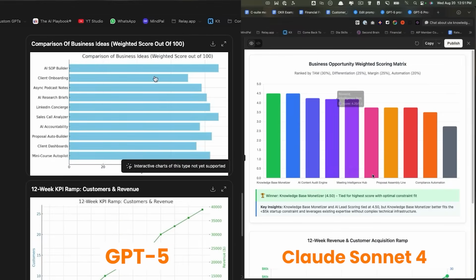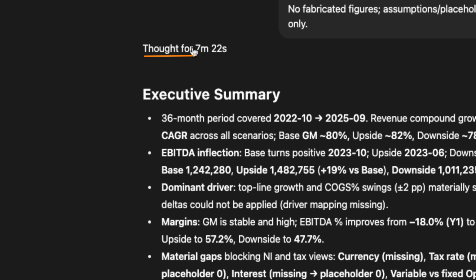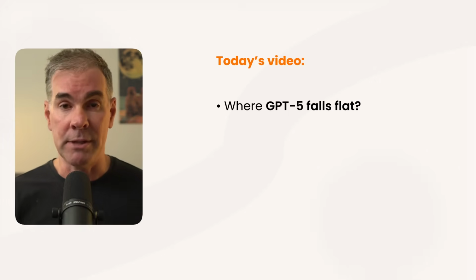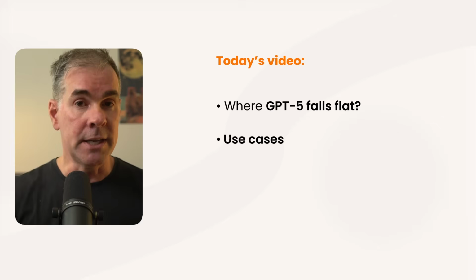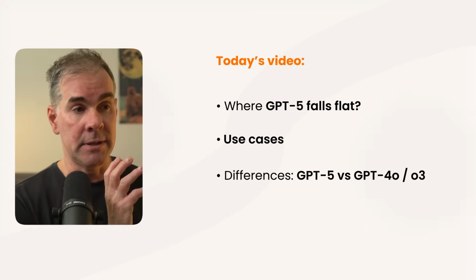The same exact prompt that I've given to GPT-5 and then given to Claude Sonnet 4, Claude gave me way better results and in a fraction of the time. Because one thing with GPT-5, especially when you have the thinking mode on, it takes a while. So in today's video, I'm gonna show you where I think GPT-5 really falls flat with a few different types of use cases. And I'm also gonna give you some of the differences in GPT-5 compared to using the 4.0 model or even the O3 model.